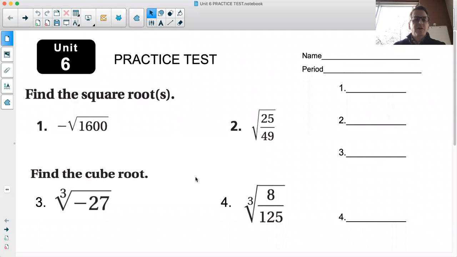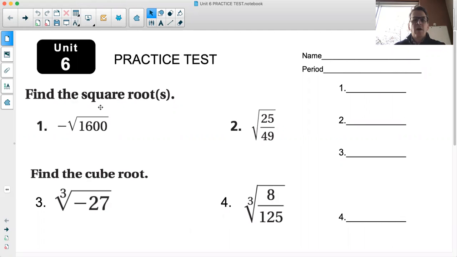Okay, in front of you, you should have your practice test. Follow along carefully with me. Take good notes on the practice test. Fill everything in as you go. Let's start with numbers 1 and 2.